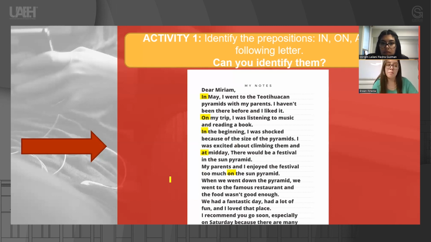And remember, for example, when we talk about months, we have to use in. When we talk about moments of the day, we have to use at. And for example, here we have another one. When we talk about days, we have to use on, like here, on Saturday. This is the activity number 1.